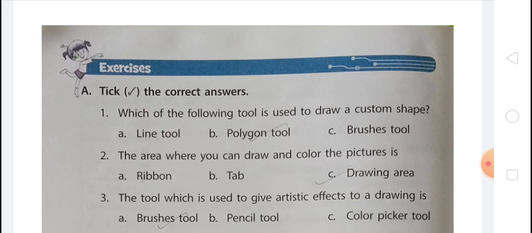So let's come to the topic. Our topic was More on MS Paint. In More on MS Paint, we have learned many topics, such as the paint window. The paint window has two main parts: the ribbon, which contains the tools that you draw with, and the drawing area, which is the area where you draw.